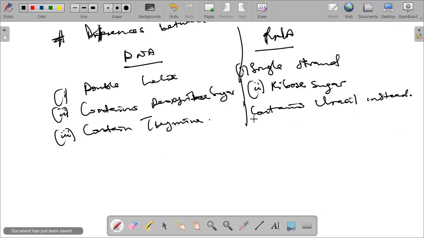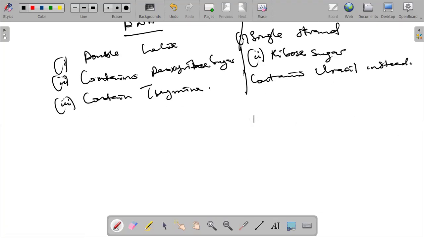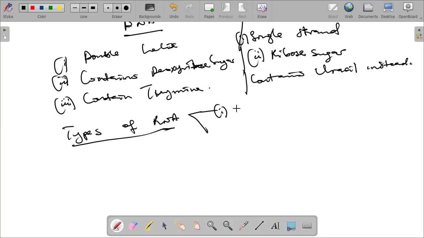So there is no pairing of the bases in RNA, and then obviously in this case you go to types of RNA. Types of RNA, that one you must know. We have got one, the mRNA, which we said is formed during transcription.